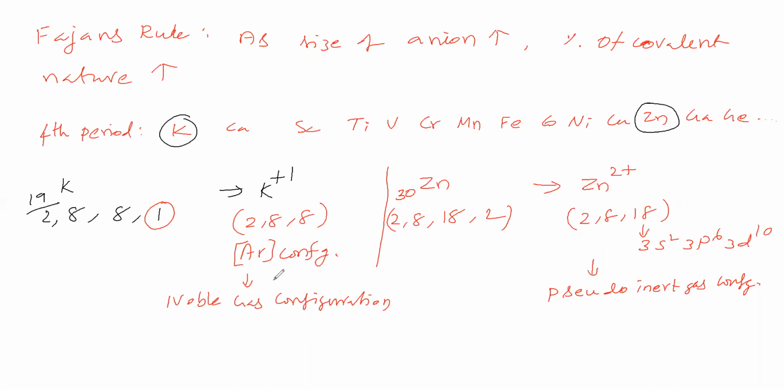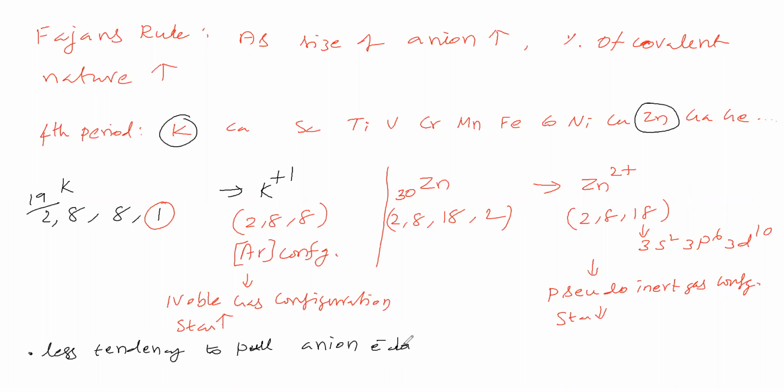Okay, inert gas configuration in the sense stability will be high. Pseudo inert gas configuration means stability will be low. On comparing these two, we can say this is having higher stability, this is having lower stability. Now, this K plus is having higher stability, therefore it has less tendency to pull the anion electron cloud.